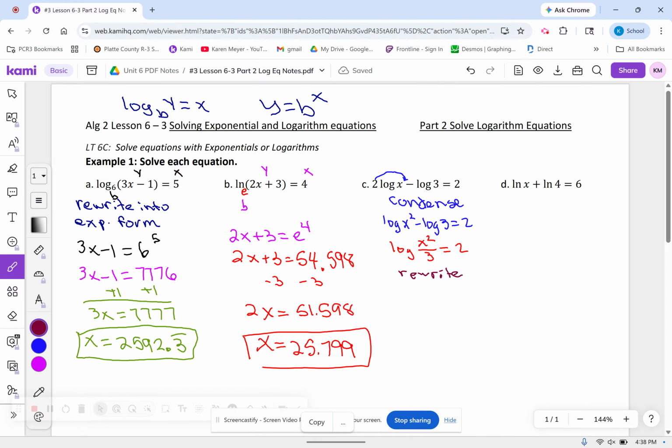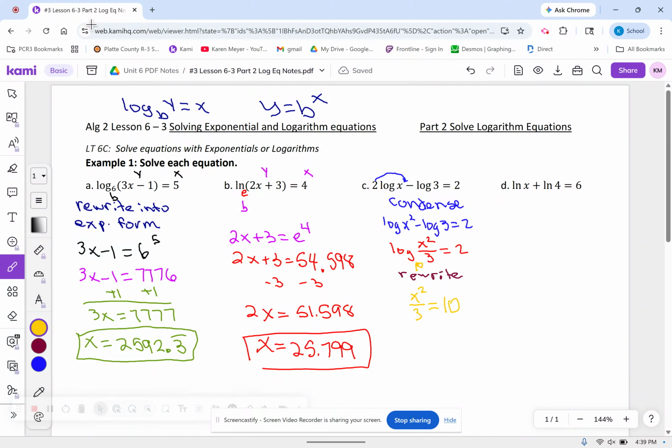Now this one, the log doesn't have a base number listed, and if the base number is not listed for log, then that means the base number is 10. So I'm just going to go up here and put in a magic little 10. Okay, so y is the big part that comes after the log. So that's going to be x squared over 3 equals base. Base is 10, raised to the x, which x is over on the right side of the equal sign, which would be our 2.